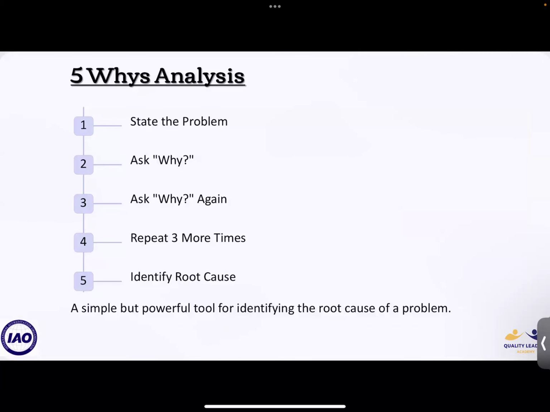Okay. The 5 whys analysis is asking why 5 times to identify the root cause of the problem. Ask why, then again why. Repeat it 3 more times. This is done to identify the root cause, and we call it a simple tool. Identify the root causes of the problems.